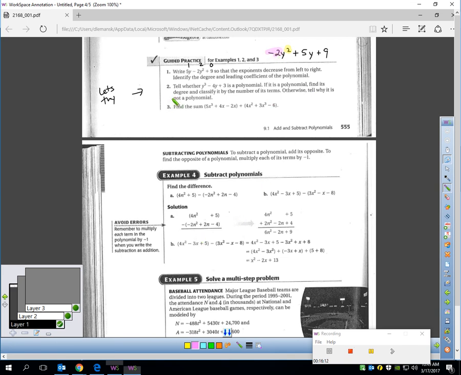Let's go to question 2. Tell whether this is a polynomial. If it is, find its degree and classify it by the number of terms. Otherwise, tell me why it's not. Pause the video and try that.